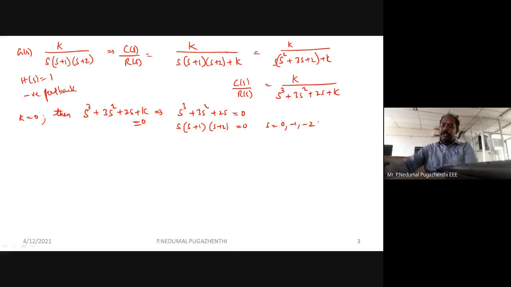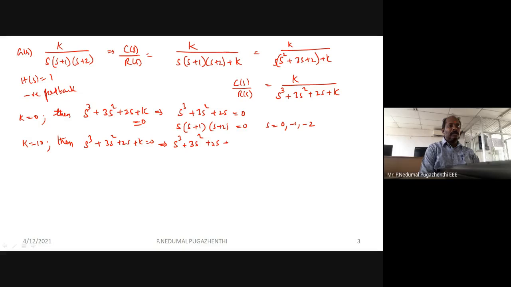So now I change my k value to be k equal to 10. Let me take k equal to 10. What happens? Then my s cube plus 3s squared plus 2s plus k equal to 0 will be altered as s cube plus 3s squared plus 2s plus 10 equal to 0. If you have a calculator, kindly tell me what are the roots. Parallelly, I am also working on it. You try to tell me what are the roots actually. 1, 3, 2, 10. Any answers are there?